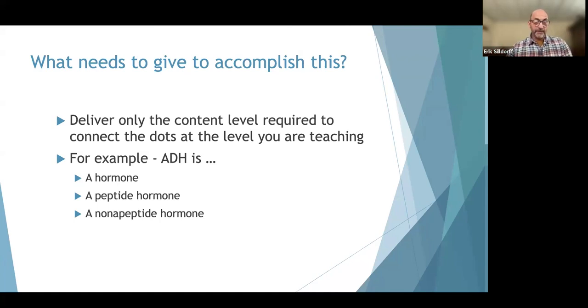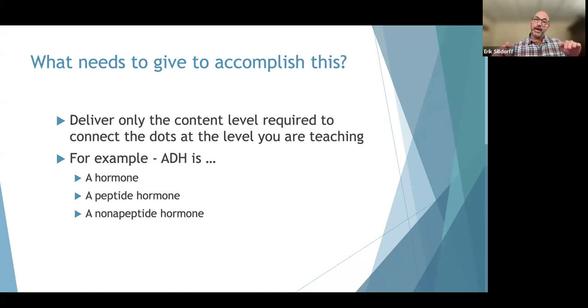For example, in our ADH example here, we could say that ADH is a hormone, in which case maybe you're just saying, well, hormones are chemical signals that generate effects. Okay, if that's the level at which you're teaching this, then that's all you need to tell them.